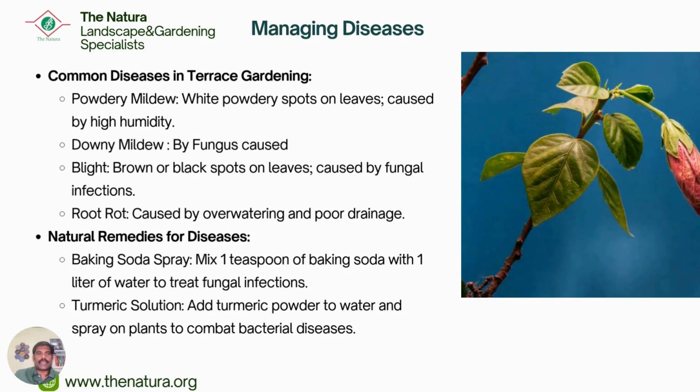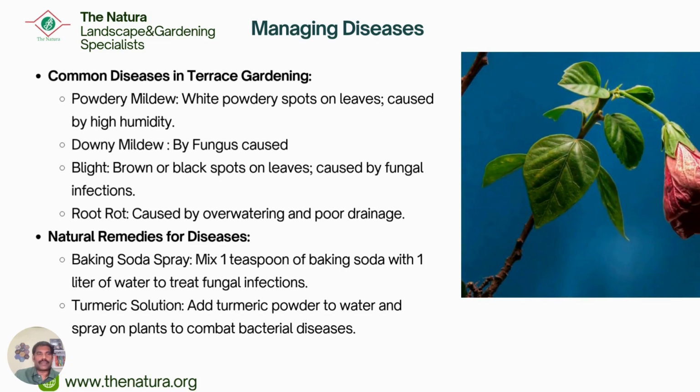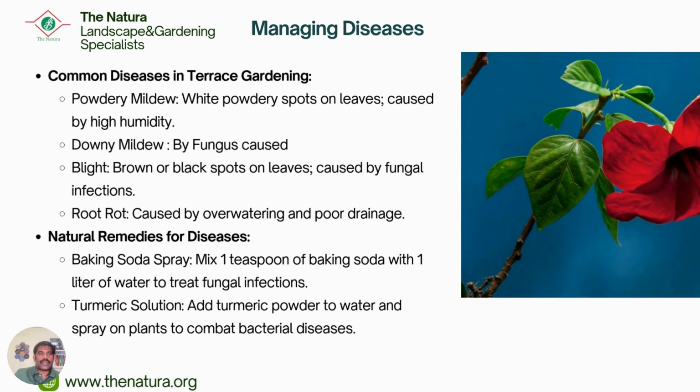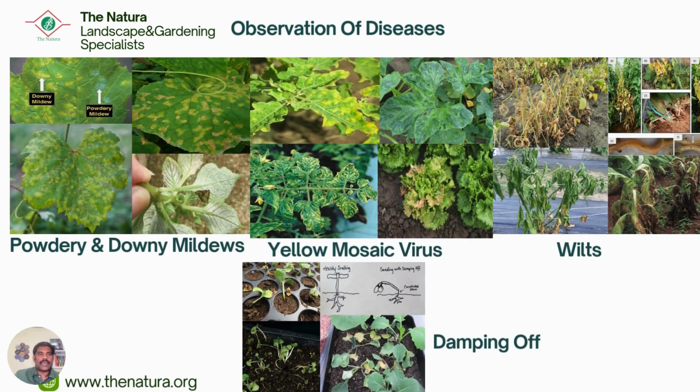Common diseases in terrace gardening. These we have already discussed: powdery mildew, downy mildew, blight, and root rot. Natural remedies also we discussed. And here you can see the major observation of diseases.